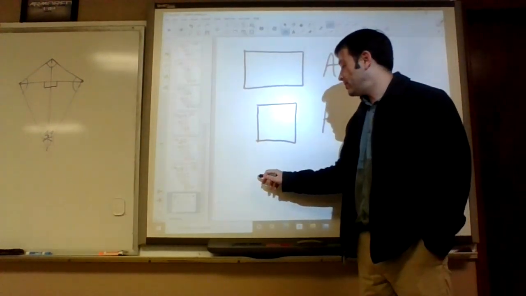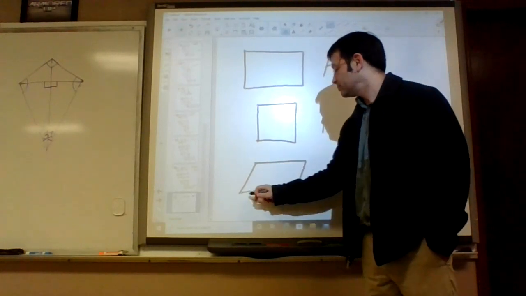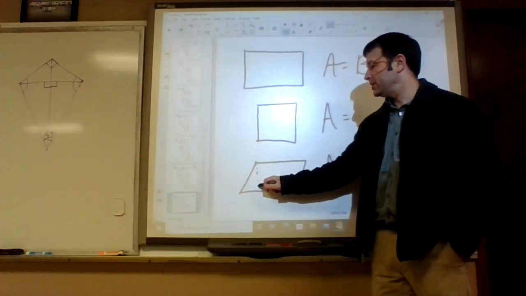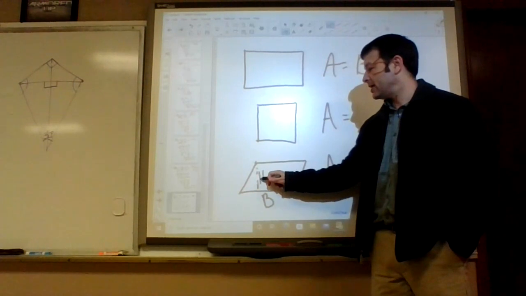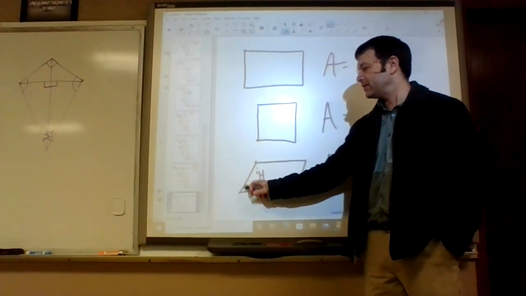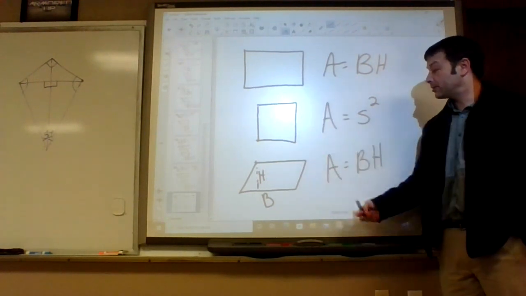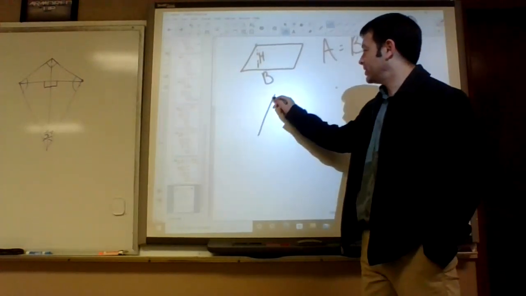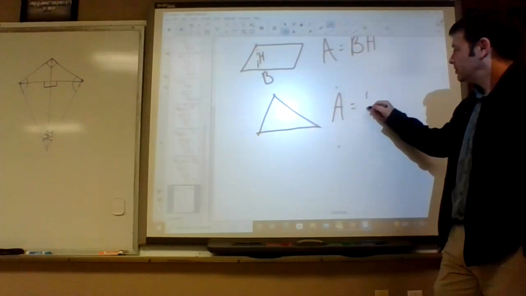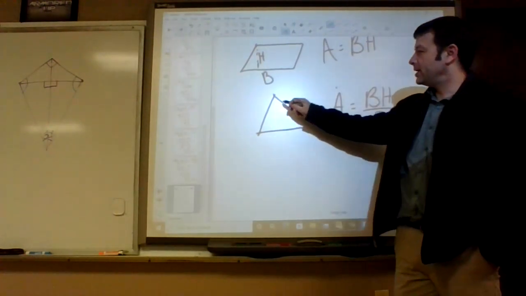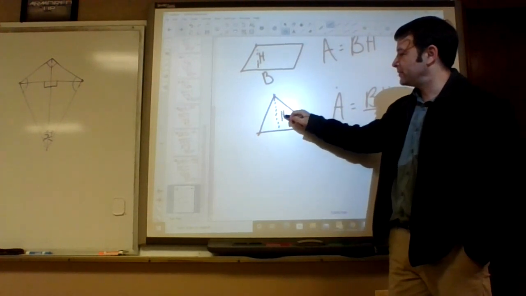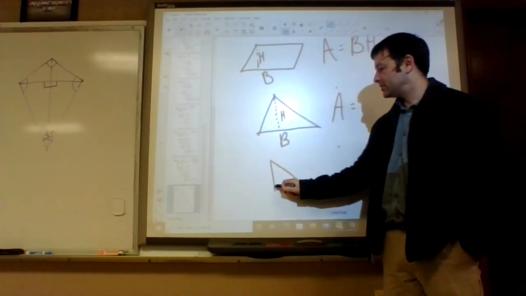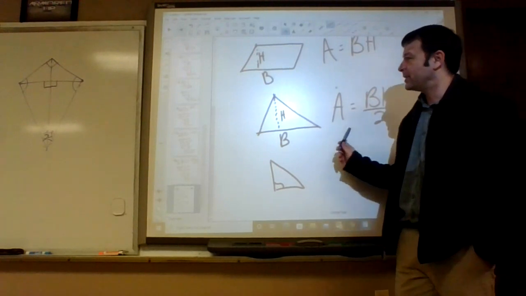So, how about a parallelogram? You move that thing over. Base times height. The only difference is the height is the vertical line, not the side of the parallelogram, like it is on a rectangle and rhombus. Okay, and then what am I missing here? Triangles. And how do we do triangles? Base times height divided by two. Again, the height of the triangle is the vertical line, not the side of the triangle, unless it's a right triangle. Because if it's a right angle, that line is going straight up.